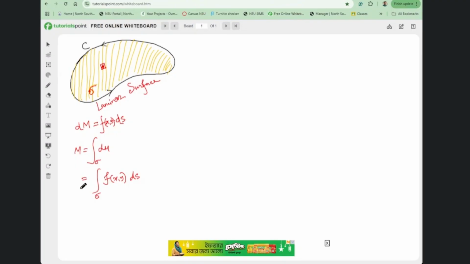Another thing: a surface is a two-dimensional object, right? So here single integration is not appropriate. Single integration would be appropriate if the object is one-dimensional, but the surface is a two-dimensional object, so here we have to apply double integration. Any question here up to now?